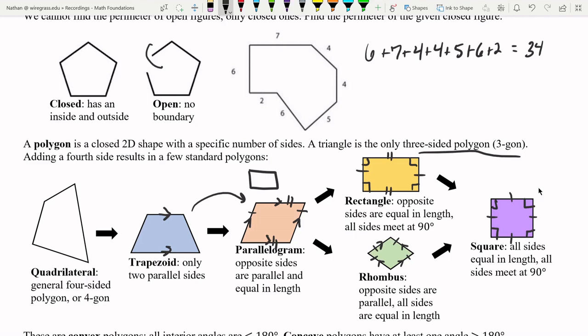And then with this kind of setup that I have shown here, you could say that all parallelograms are trapezoids. That's not necessarily the case for everyone thinking that, but all of these things are all going to be quadrilaterals because they're all four-sided shapes.